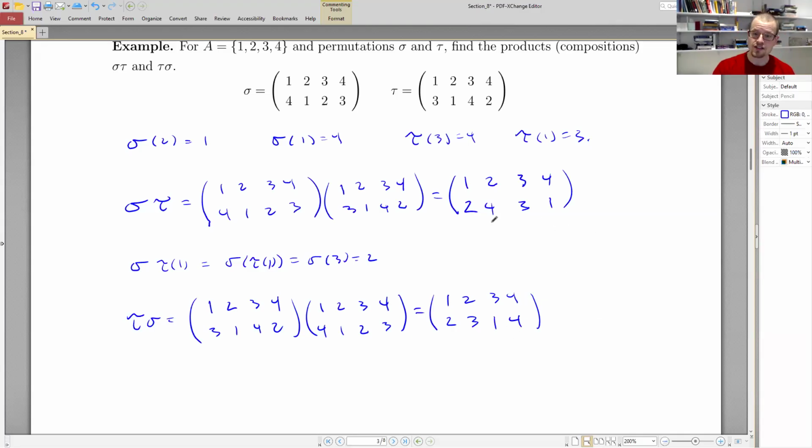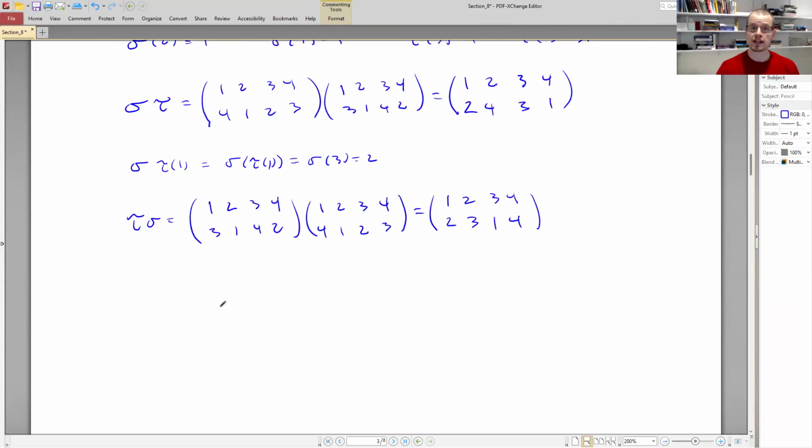Of course, we can see that despite the first entry being the same, the remaining are not: 2, 4, 3, 1 versus 2, 3, 1, 4. So in particular, we want to recognize, as is expected, that sigma tau is not equal to tau sigma. Function composition is not commutative. Not a big deal.